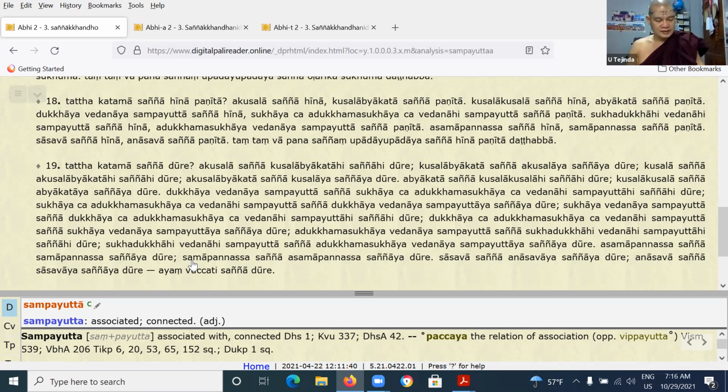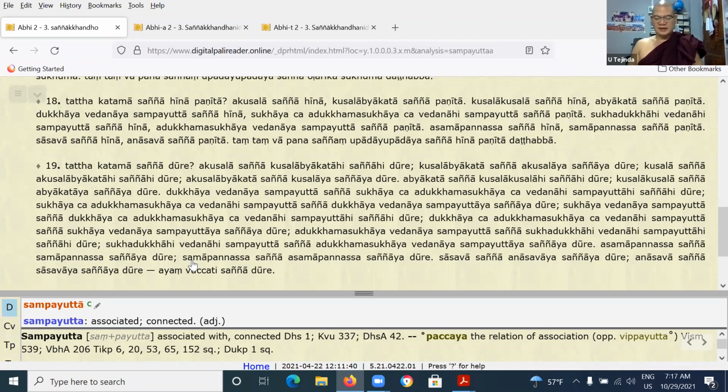Tattha Kamma Sanya Sadike. Sadike here. Agusala Sanya, Agusalaya Sanyaya. Simple. Kusala Sanya, Kusalaya Sanyaya. Okay. Abhyagada, Abhyagadaya. Dukkhaya Vedana Samyutta Sanya, Dukkhaya Vedana Samyutta Sanyaya. Sukhaya Vedana Samyutta Sanya, Sukhaya Vedana Samyutta Sanyaya, Sadike. Adukkhamasukhaya Vedana Samyutta Sanya, Adukkhamasukhaya Vedana Samyutta Sanyaya, Sadike. Because here, for one Sanya, there is only one Vedana, that's why it is not 'Adukkhamasukhaya Vedana Samyutta hi Sanya' like this here. Adukkhamasukha Vedana is only one.